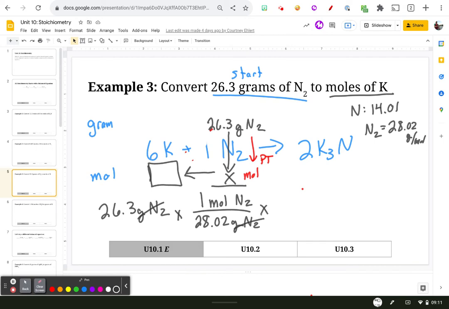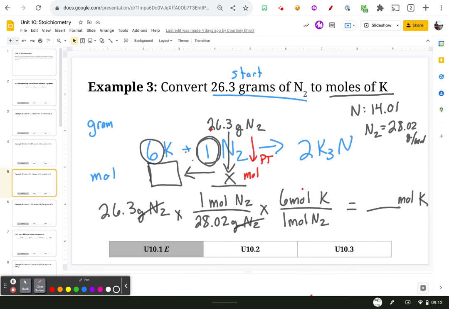Then I need to go further because I need to end up in moles of potassium, moles of K, and I'm not there yet. So now I need to use my mole ratio, my Stoich ratio, to go from 1 mole of N2. The reason it's a 1 is because there's a 1 up there, and then 6 moles of K because I've got a 6 there. For every 1 mole of N2 that reacts, I need 6 moles of K. And then I can do that math.